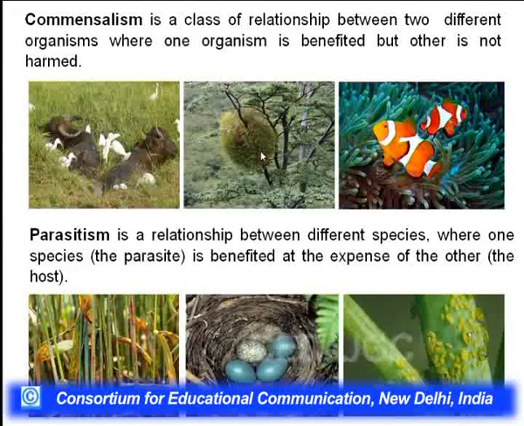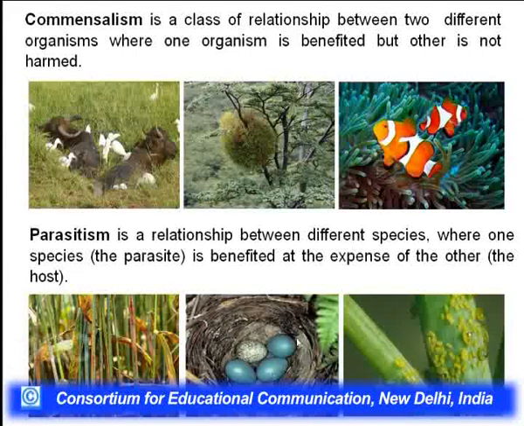However, in case of parasitism, the scenario is entirely different. Parasitism is a relationship between different species, where one species that is known as parasite is benefited at the expense of other species, which is known as host plant. So I have placed here some examples that this is a plant which is affected by a parasite. Parasite is getting its food from this plant while plant is totally harmed.